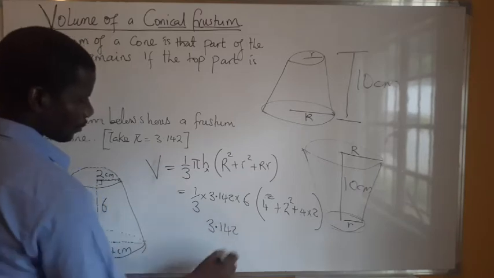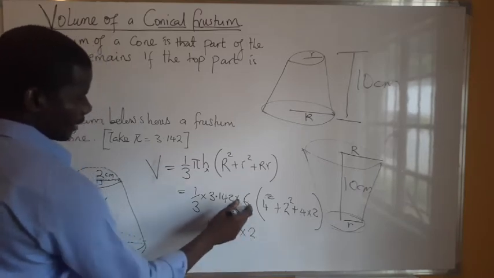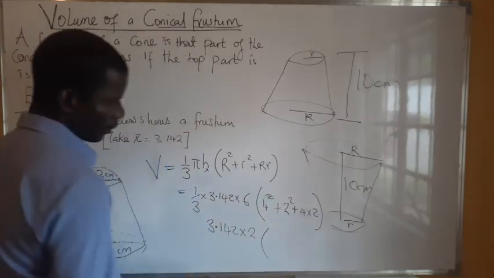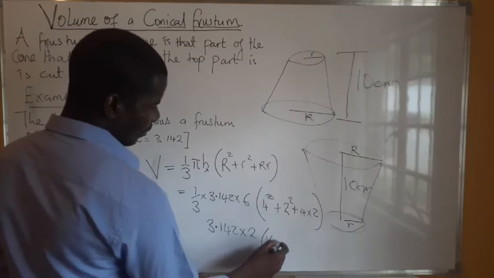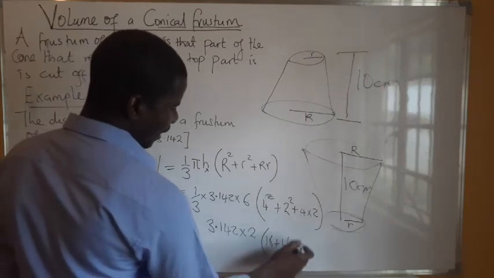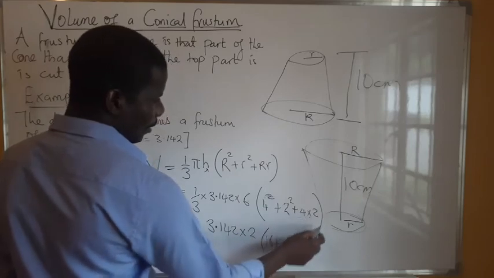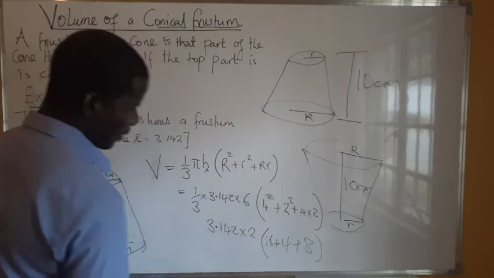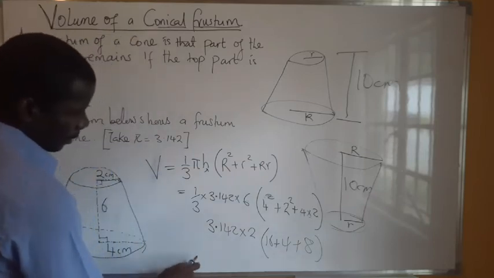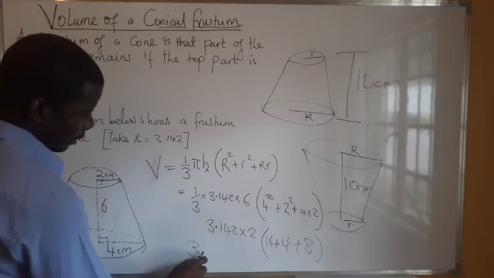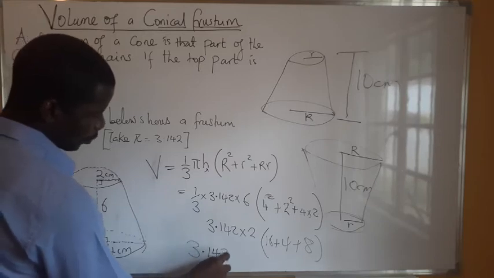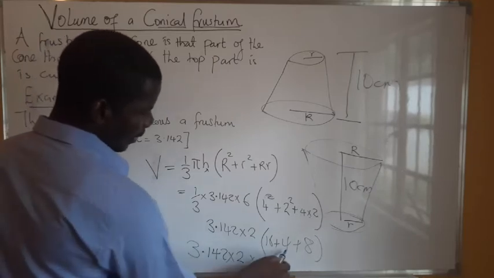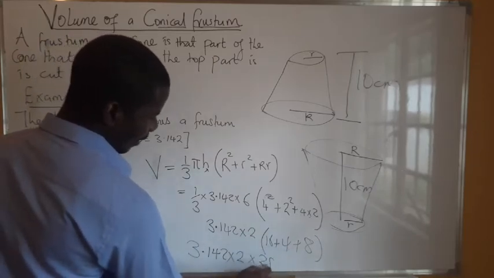3.142 multiplied by 2 here. Where did this 2 come from? I divided it by 3. Then this is going to be 16 plus 4 plus, what do we get here? We get 8. Okay? You can go down and say 3.142 multiplied by 2 multiplied by, what do we get here? This gives us 20, then we have 28.